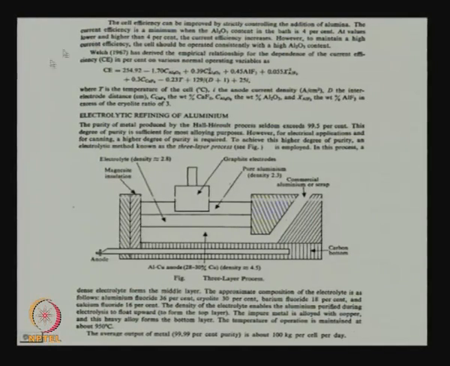Now, we are interested in increasing the current efficiency and also energy efficiency. The cell efficiency can be improved by strictly controlling the addition of alumina and also many additives that I mentioned earlier. The current efficiency is minimum when Al2O3 content in the bath is 4%. Higher than 4%, current efficiency increases. However, to maintain a high current efficiency, the cell should be operated consistently with a high Al2O3 content. The way the cell has to operate will be under great control, so that we do not want fluctuations.